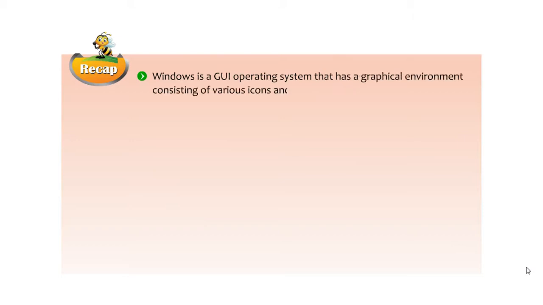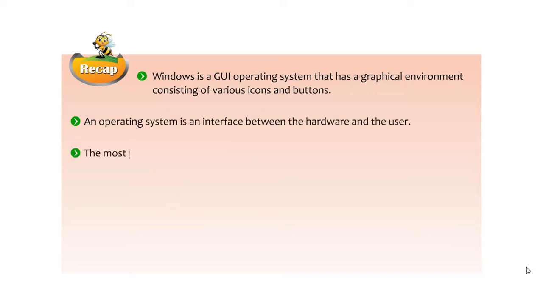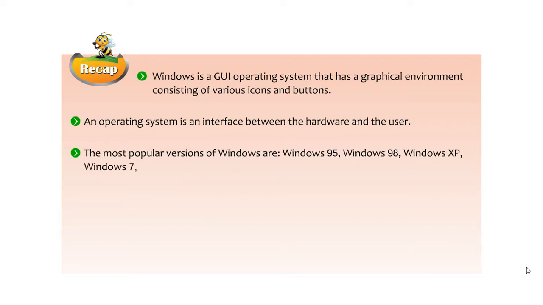Okay students, let us take a recap of this chapter. Windows is a GUI operating system that has a graphical environment consisting of various icons and buttons. An operating system is an interface between the hardware and the user. The most popular versions of Windows are Windows 95, Windows 98, Windows XP, Windows 7, Windows 8 and Windows 10.